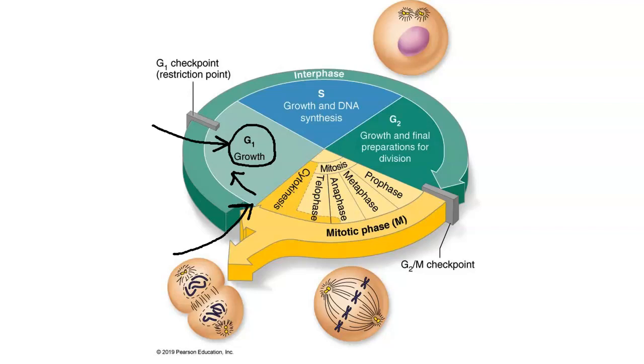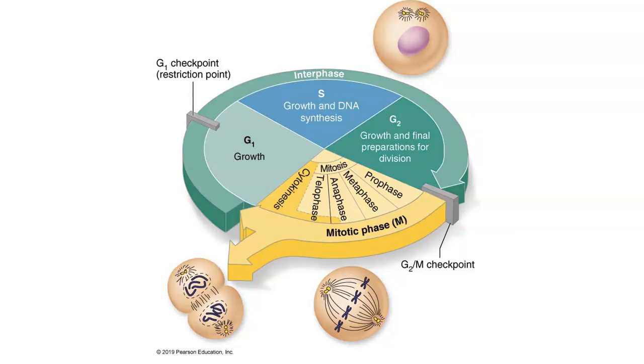Because remember, once the cell moves on from G1, once the cell moves into S phase and G2, these are all preparations for cell division. And so that's not a good time for the cell to be really producing a lot of proteins. But during G1, this is when transcription and translation occur.